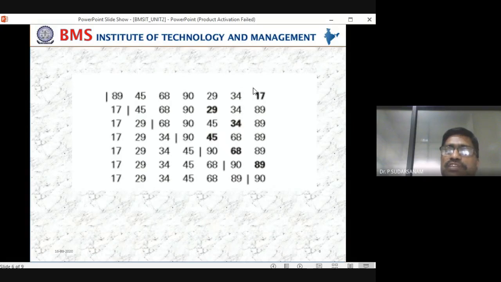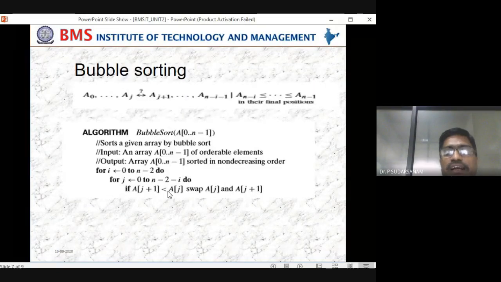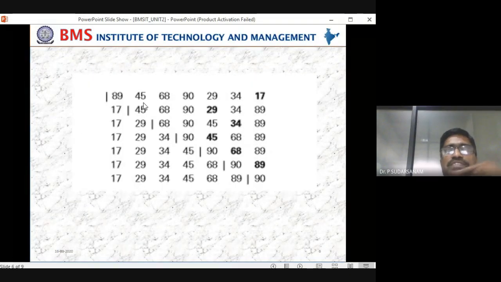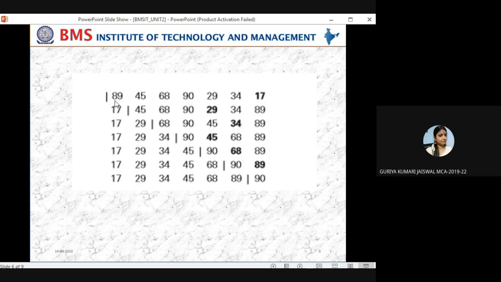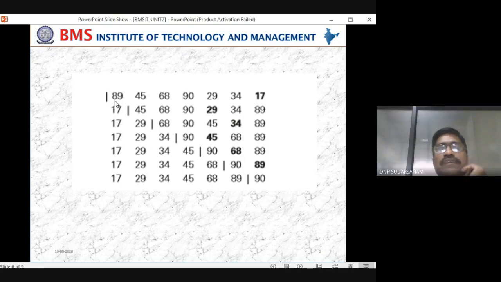So when you are here, with respect to j, a of j plus 1, 17 also can be accessed. Now, the condition is a of j plus 1 is less than a of j. A of j plus 1 is 45. So is 45 less than 89? Yes, sir. Now you have to swap the values. So change these two values. So 45 and 89 are interchanged now.